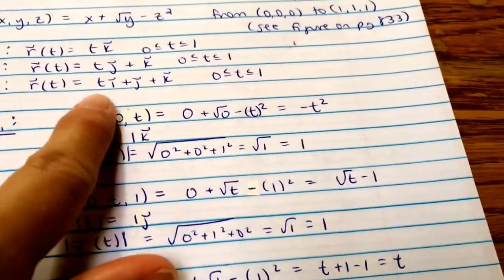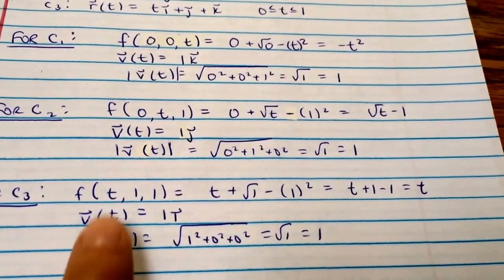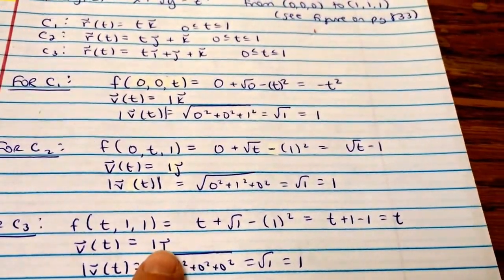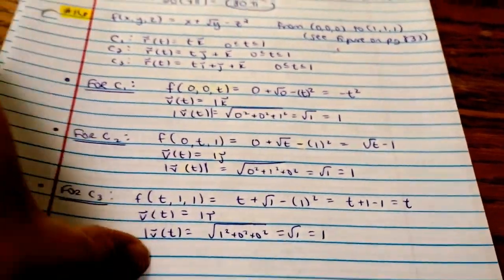And I do the same thing for C3. C3, though, notice it's T in the I, 1 in the J, 1 in the K, so it's T, 1, 1. Plug it into the function. The new function is T. Find the derivative, and the magnitude is 1.